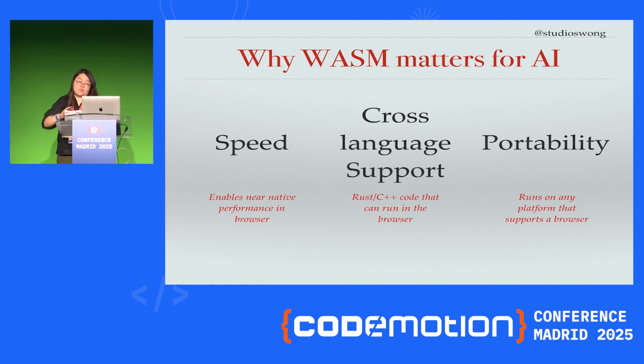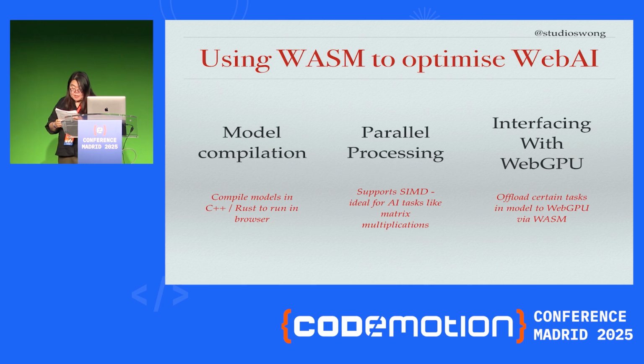So Wasm code runs on any platform that supports a browser. In that case, it runs on the laptop, it runs on your phone, it even runs on a Raspberry Pi. Anything that can allow a browser to be installed, then you can pretty much run Wasm. So you don't need any installation required. You spin up a browser, you can spin up Wasm. And so what are the ways that you can utilize Wasm to optimize your AI models?